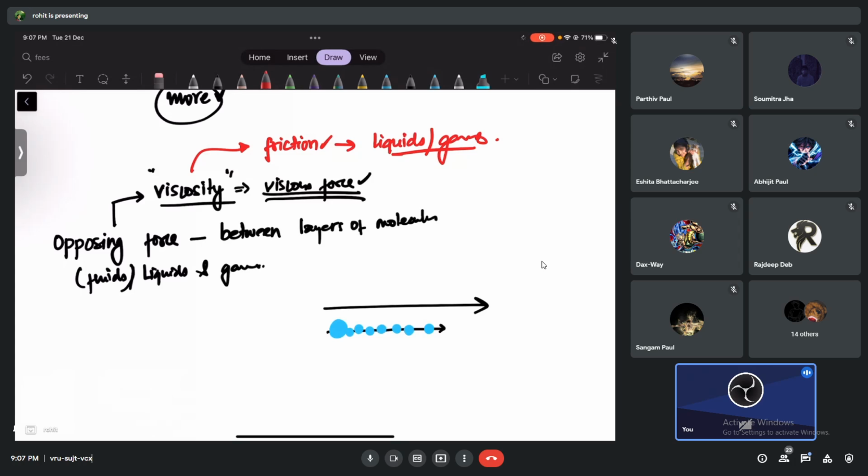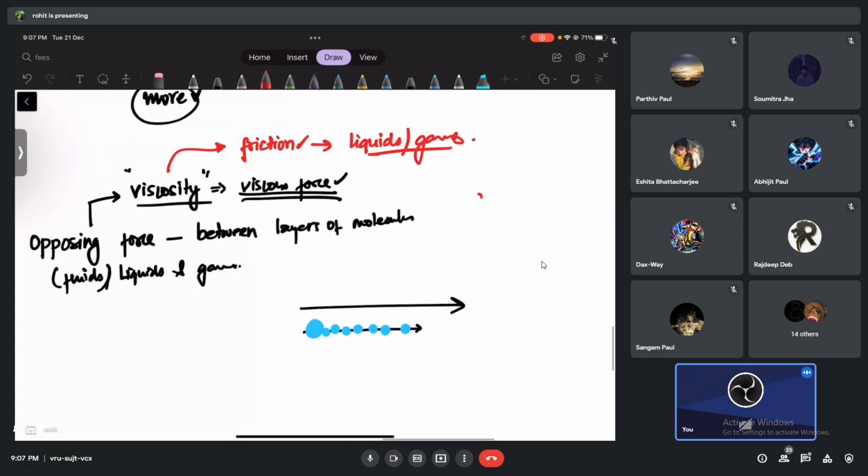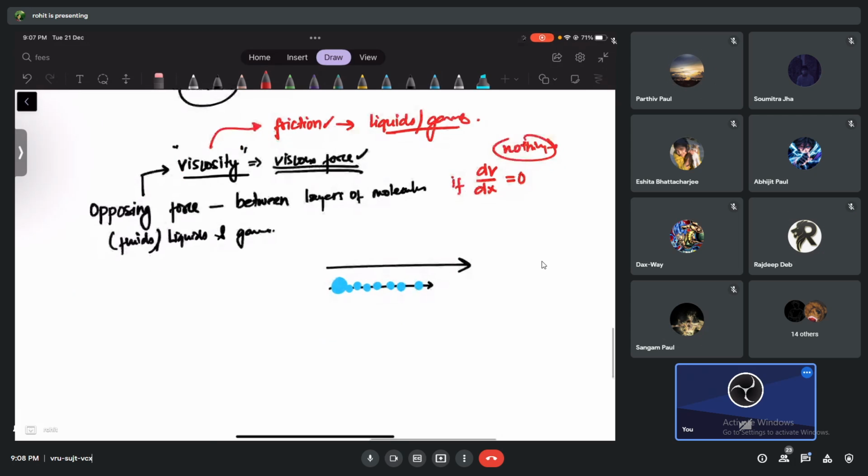Then what else did you learn? There's something called the velocity gradient I told you. If velocity gradient is 0, means what? Is this opposing force there? No viscous force. Nothing. Okay, no viscous force.